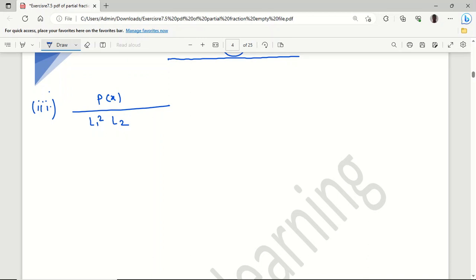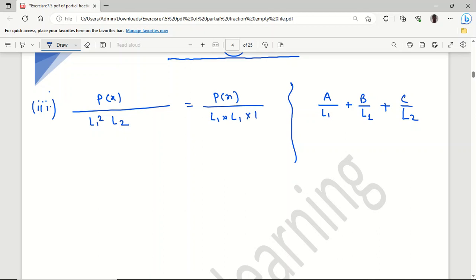So what can we do here? If we try to guess it, we'll break them in the form of a upon L1 plus b upon L1 plus c upon L2, because from the previous two cases we can guess something like this. This is not correct, but obviously a new person will try to guess it like this, because it is px upon L1 into L1 into L2, since in the previous case we had broken them into 3.